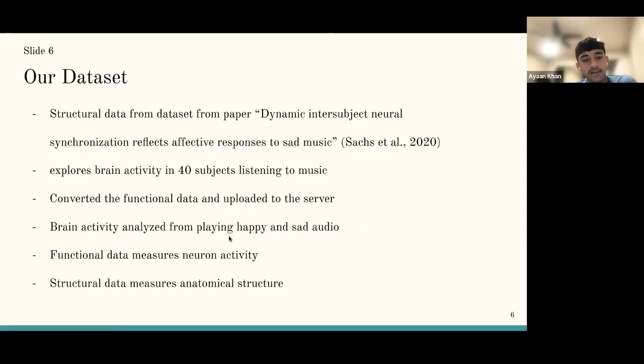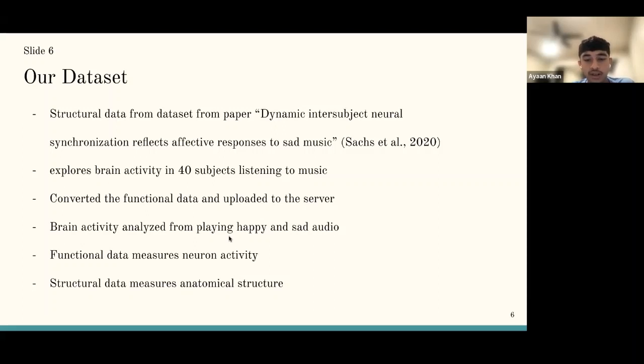So, our dataset. For our study, we obtained structural data from the dataset used by the paper, Dynamic Intersubject Neural Synchronization Reflects Affective Responses to Sad Music. We got the dataset from the neuroimaging data platform OpenNeuro, and we converted the functional data and uploaded it to our server.